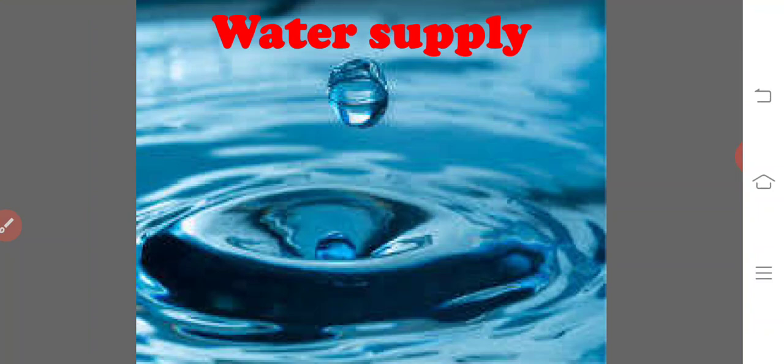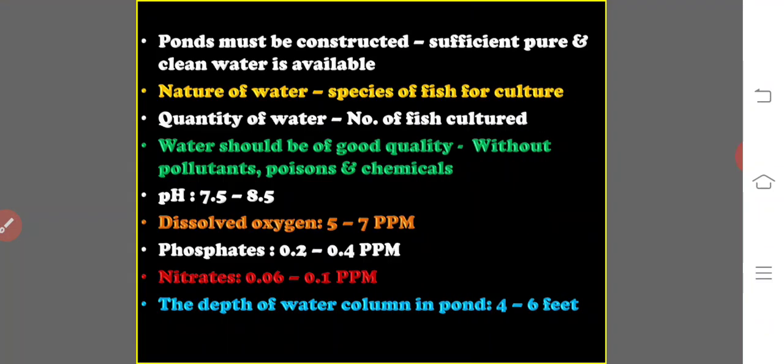And go for the water supply, because fishes are aquatic organisms. Whenever we construct the pond, there should be availability of pure and hygienic water. Fresh and pure water should be available, and an adequate amount of water should be available for the fish culture. So while constructing the pond, there should be natural water resources to fill up the pond. The pond must be constructed near water resources where sufficient pure and clean water is available.